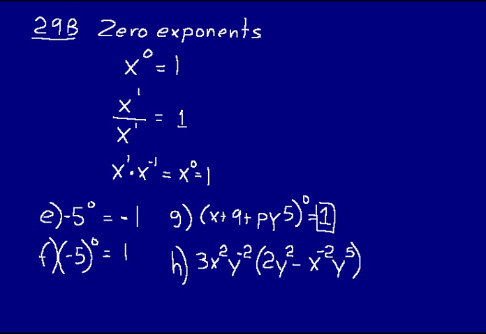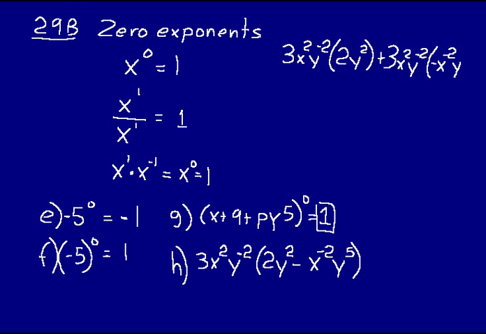Let's do one more problem. I want you to expand that relationship there. So let's just go ahead and do that, and we'll take that 3x squared y to the minus 2, multiply it by 2y squared first. I'll just write out the solution up here above the problem. 3x squared y to the minus 2, and then multiplied by 2y squared, plus 3x squared y to the minus 2, and then times a negative x to the minus 2 y to the 5th.